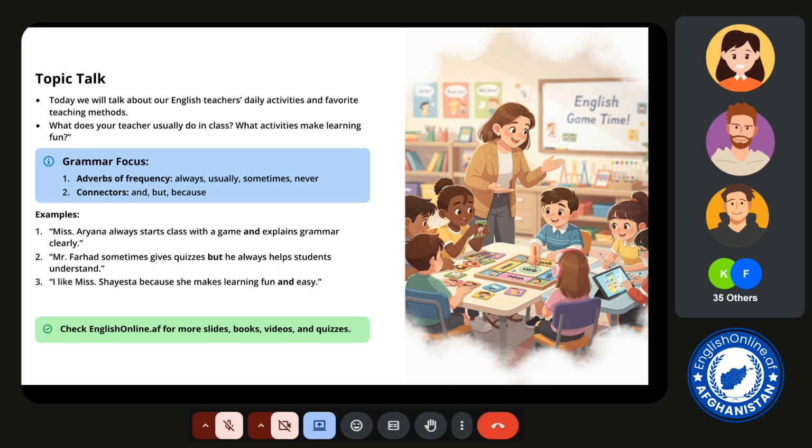We use and always for the sentences or for the words that add information or give extra information about something, and the meaning is also or plus or in addition.